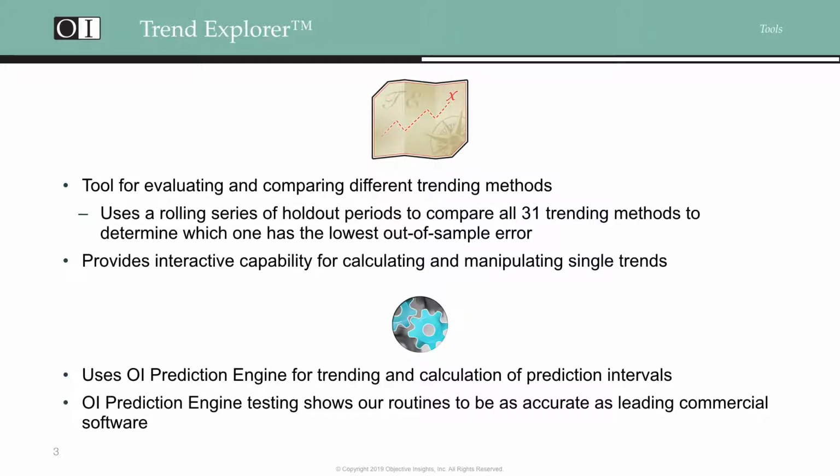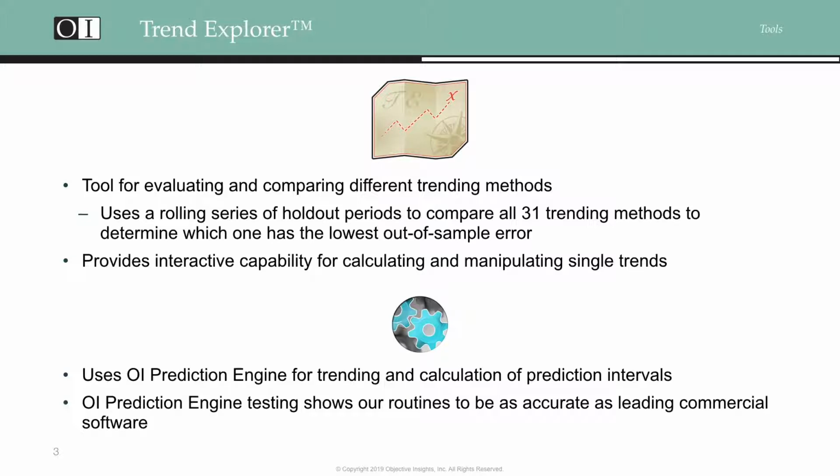There are 31 trending methods inside the Trend Explorer. If there's a particularly troublesome data set that you're trying to forecast and having problems with, you can copy it into the Trend Explorer and then look at the trend using any one of those 31 different trending techniques.